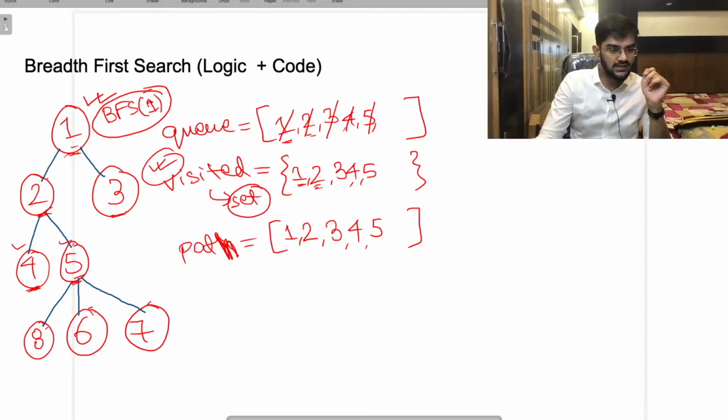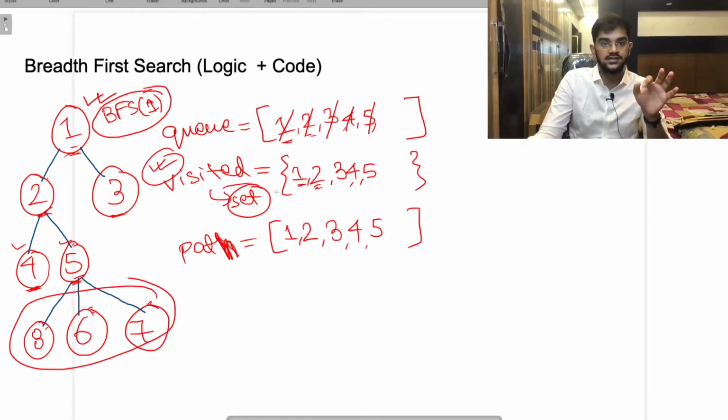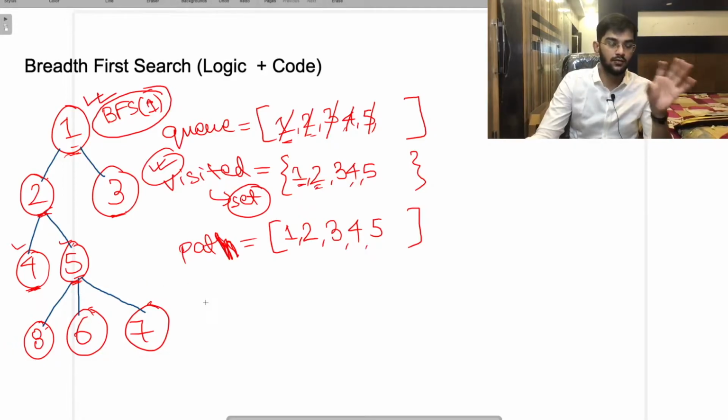Should I go to 8, 6 and 7? Yes, I can, because all three of those are not in visited. So I can go there. So what I'll be doing is I'll just remove that mark. I'll put 8, 6 and 7 into my queue as of now. As simple as that. Now, again, I'll be picking the first node in the queue, which is 8.